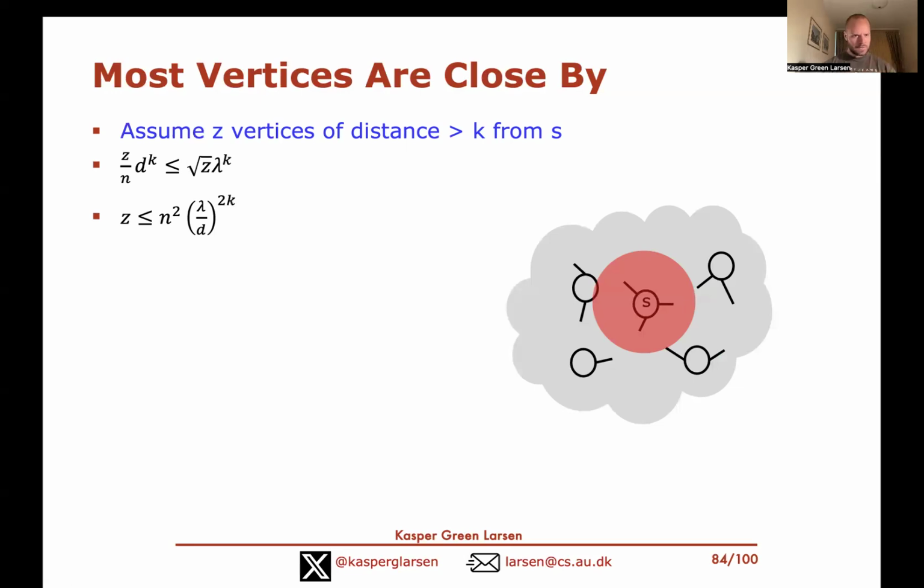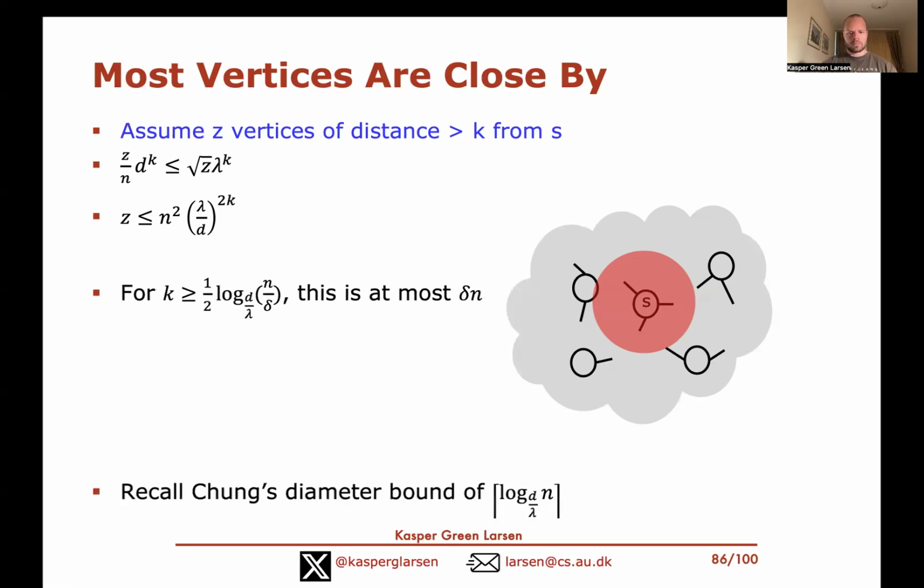Is this bound useful? Let's have a look. If we insert a value of k that's at least 1/2 log base d over lambda of n over delta, so that cancels the 2, then the number of such vertices is at most delta n. So we can make it a small fraction of n, or much, much smaller. So if I insert such a value of k, I have at most delta n vertices that are further away. And if we compare this to Chung's bound on the diameter that we used before, basically what we gain is this factor 2 on k here. Before, there are few vertices that are far away.